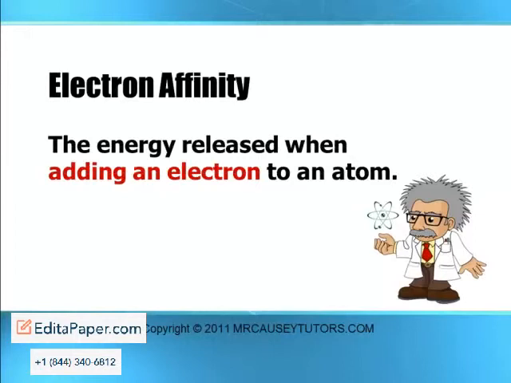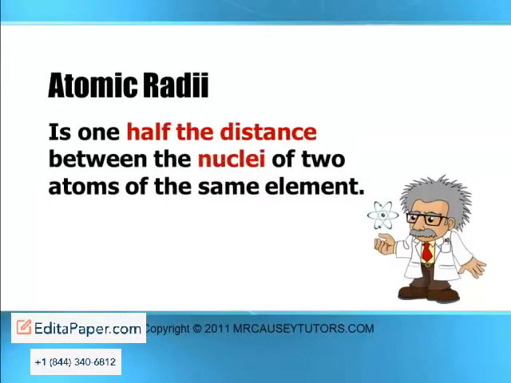Electron affinity is the energy released when adding an electron to an atom. Now, when we add an electron to an atom, energy is going to be released when that happens. Atomic radii is 1/2 the distance between the nuclei of two atoms of the same element. So you have two atoms of the same element right next to each other, and we measure the distance between the two nuclei. Cut that in half, and that's the distance of the radius of one atom of that element. And this can be useful in determining the sizes.